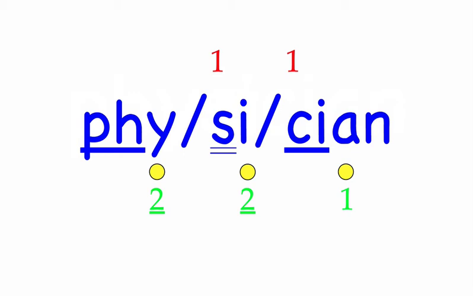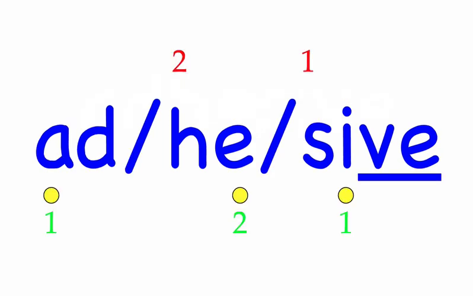Adhesive. Adhesive. I need to buy adhesive tape. Adhesive. Ad, two sounds, A, D. He, two sounds, H, E. Sive, three sounds, S, I, V. Adhesive. Mark the word. Adhesive. Here again, VE is a team at the end of the word. E's only job here is to prevent the V from being the last letter in the word.